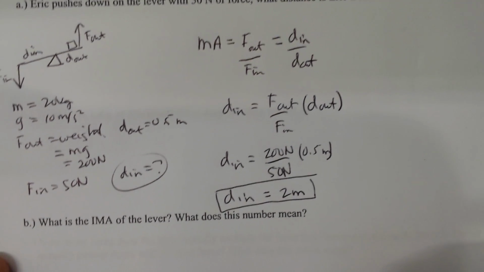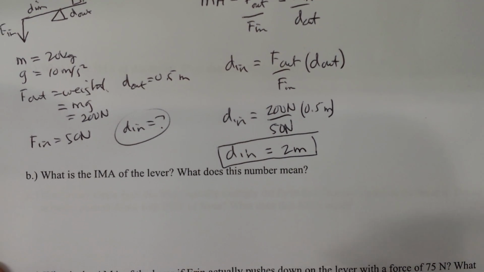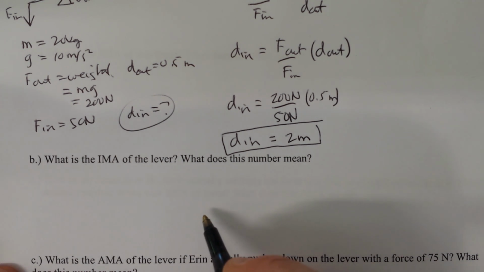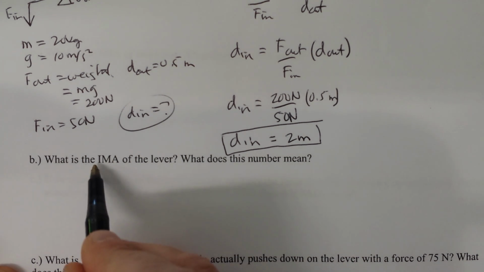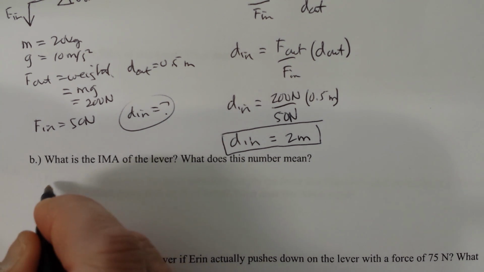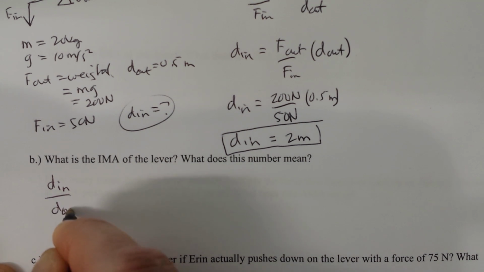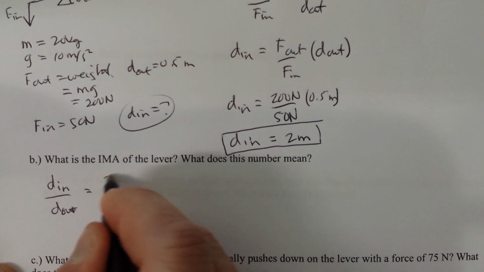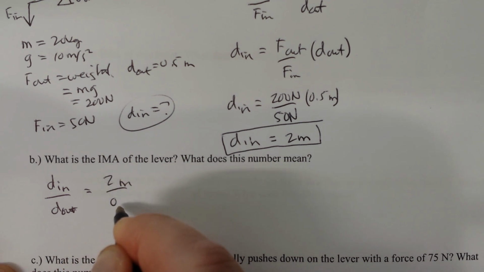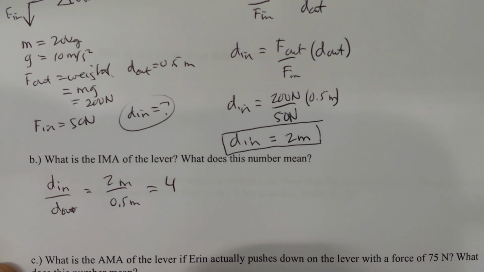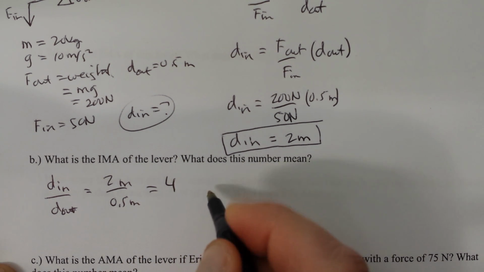Okay, so next question, it says, what is the mechanical advantage of this lever, and what does this number mean? Okay, so this I means ideal mechanical advantage. So this is our theoretical mechanical advantage, based on how the lever is built. So that's our D in over D out. We found D in is 2 meters, D out was 0.5 meters. So that's going to give a mechanical advantage of 4.